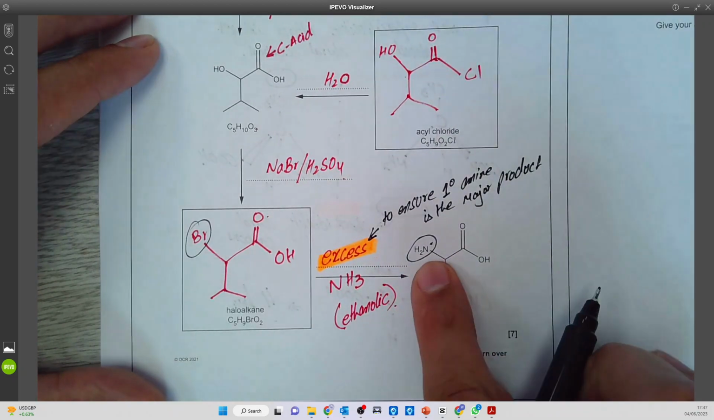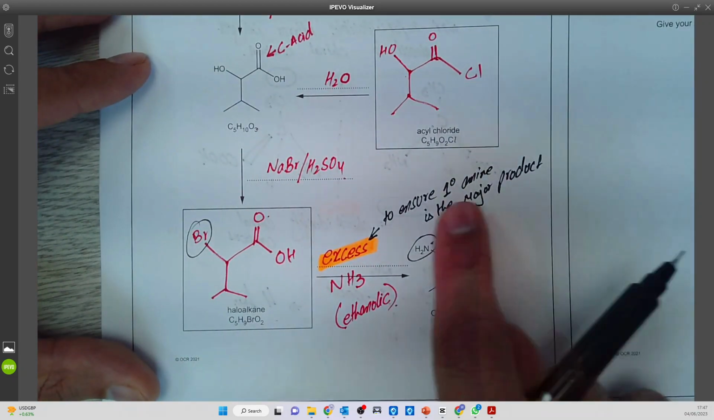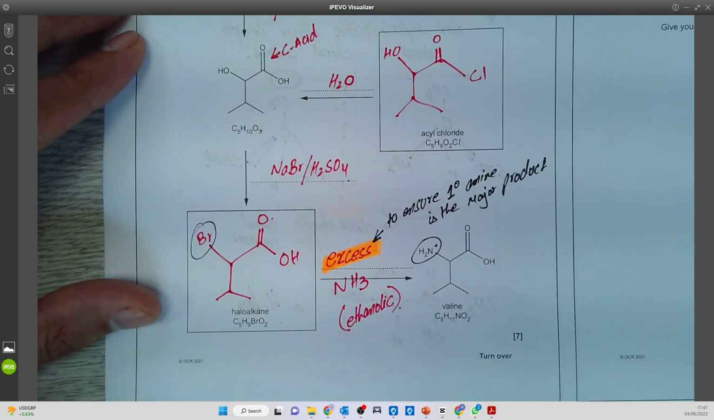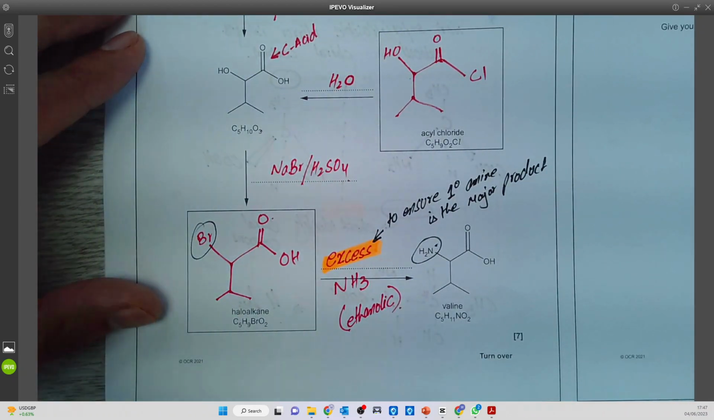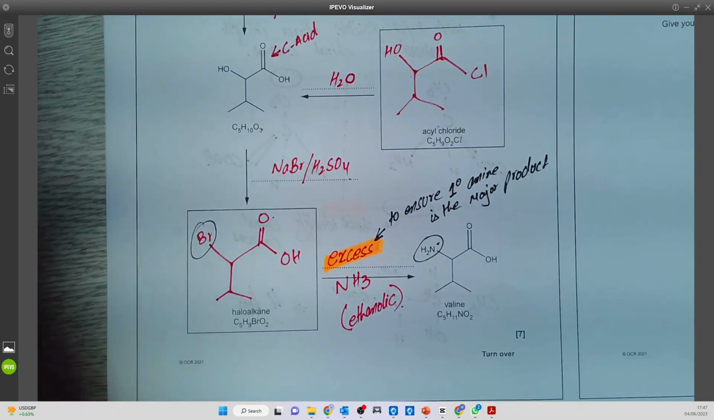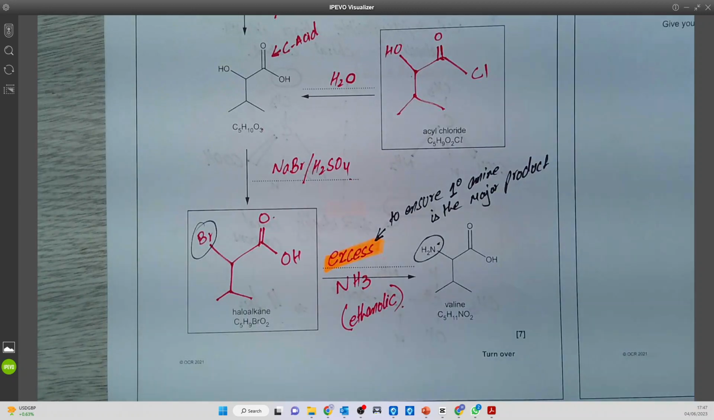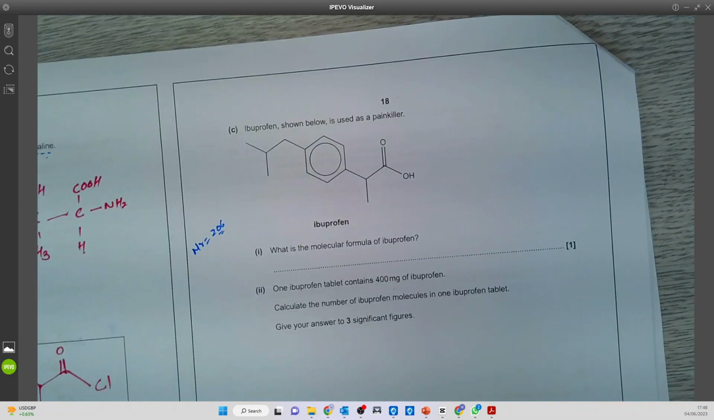Because remember, it will have a lone pair, and this molecule can act as a nucleophile and can then attack again and produce secondary amine. It will produce tertiary amine, and we don't want that to happen, and that's why we are saying we will use excess of this. Done.